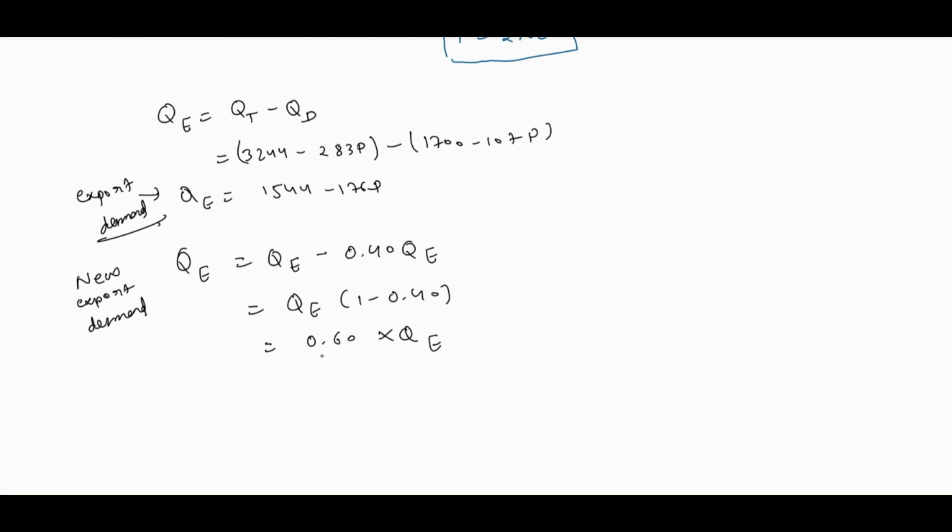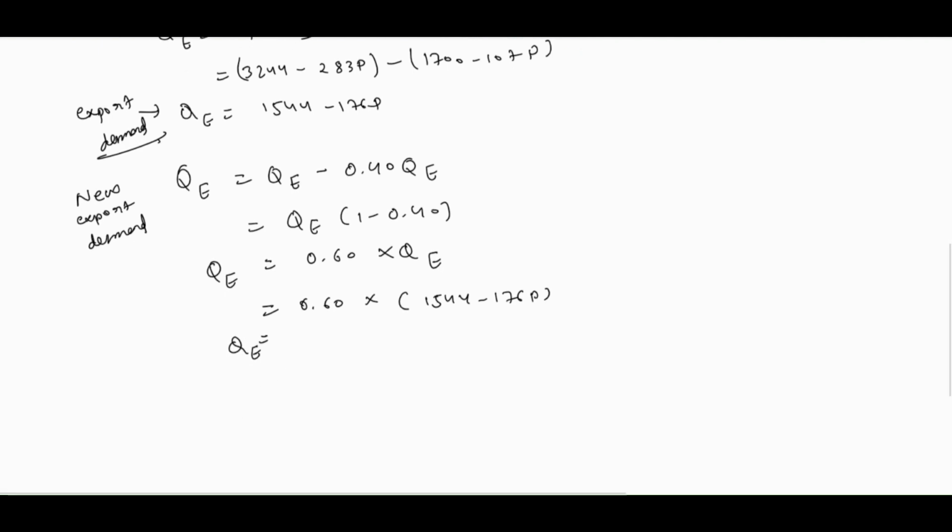If you solve 1 minus 0.40, you will get 0.60. So this means our new export demand is our old export demand multiplied by 0.60. Let me multiply this number: 0.60 times (1544 minus 176p). You just have to solve it and you will get your new export demand.